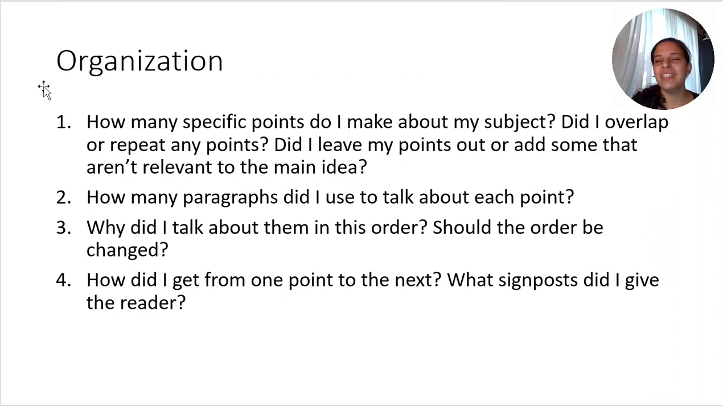When we look at organization, here are some questions. How many specific points do I make about my subject? Did I overlap or repeat any points? Did I leave any points out or add some that aren't relevant to the main idea? How many paragraphs did I use to talk about each point? Why did I talk about them in this order? Should the order be changed? How did I get from one point to the next? What signposts did I give the reader?